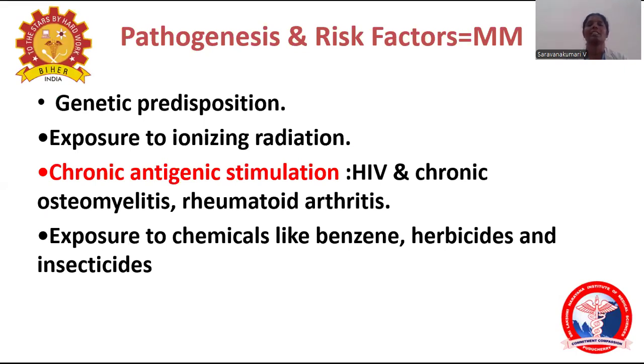Coming to the risk factors and pathogenesis, multiple myeloma has a genetic predisposition, and exposure to ionizing radiation is also responsible. Chronic antigenic stimulations like HIV, chronic osteomyelitis, and rheumatoid arthritis, and even exposure to chemicals like benzene, herbicides, and insecticides, are associated with an increased risk of multiple myeloma.